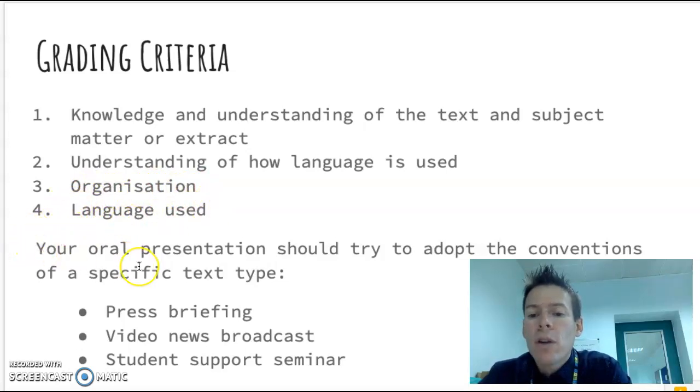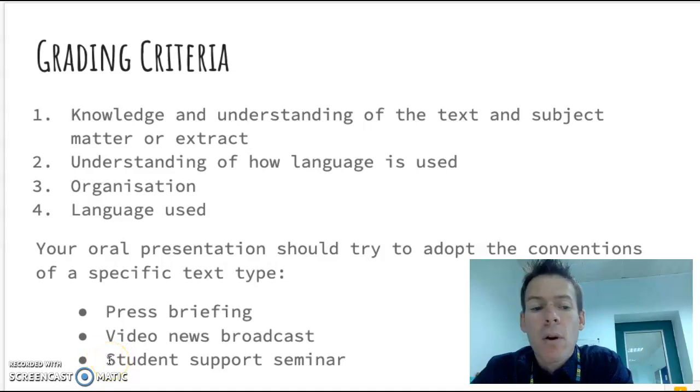What you should be trying to do in your FOA is to be creative and have fun. You should try to adopt the conventions of a specific oral text type. That could be a press briefing, a video news broadcast, or it could be a student support seminar where you're teaching Lang and Lit students about the key parts of the course.